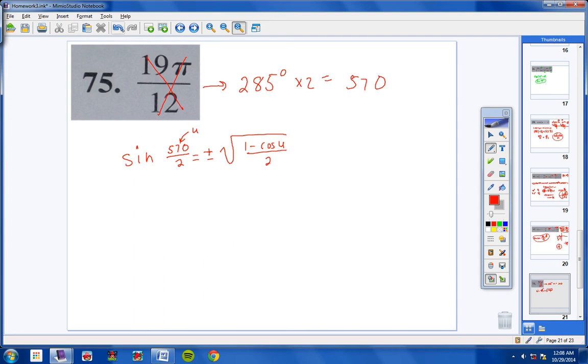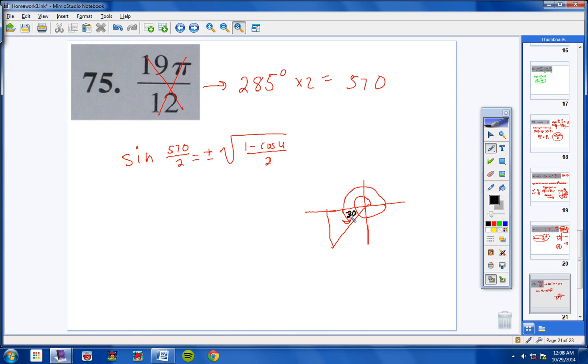So, what we learned is whatever quadrant u is in, that tells you whether to take the positive or the negative sign here. So, 570 would be this. It would be 360 plus 210 more. So 180 plus 30 more. So here's where we end up. Okay, right here. 30 degrees in here. 30 degrees.